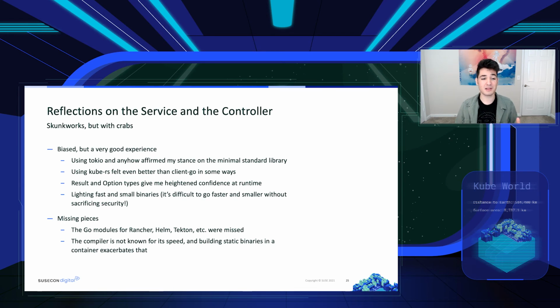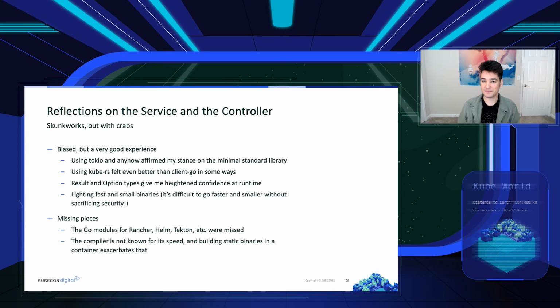kube-rs felt even better than client-go. Maybe that's partially due to Result and Option, but I just felt more confident in my code that I would have fewer runtime errors. It even felt easier and less verbose to get off the ground. And what's nice about this too, with Rust, you never really have to worry, am I using the fastest language I can? Because you pretty much are, realistically, for a container. That bit of worry is simply gone when using this, which is also nice.